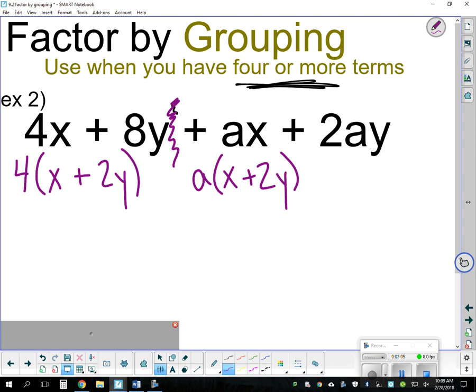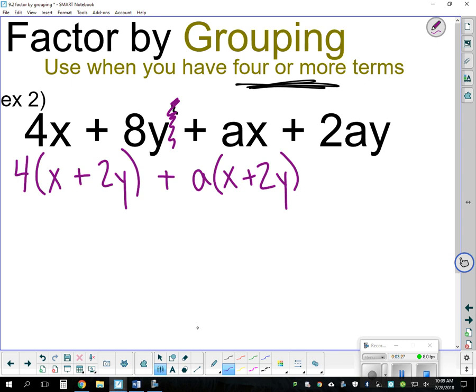Okay, now let's put that all together. So I have this and I have this. But right now they really do look like 2 separate problems, and I need to connect them. Is this a positive a or a negative a? It's a positive a, so I'm just going to stick a plus sign in. So now this does look like one long problem instead of 2 completely separate things. So after I split it in half and I factored each half, I'm left with this.